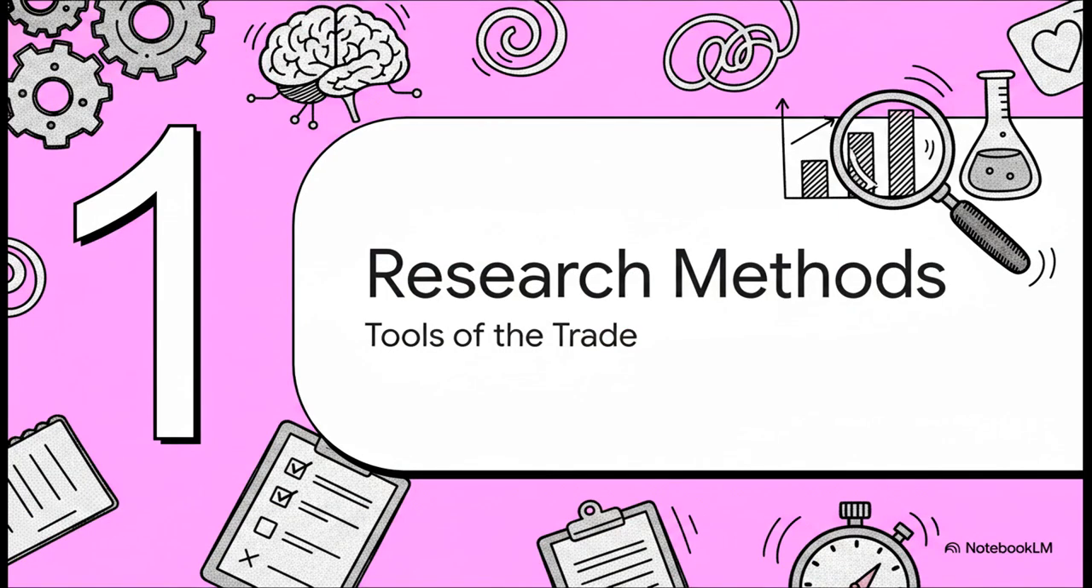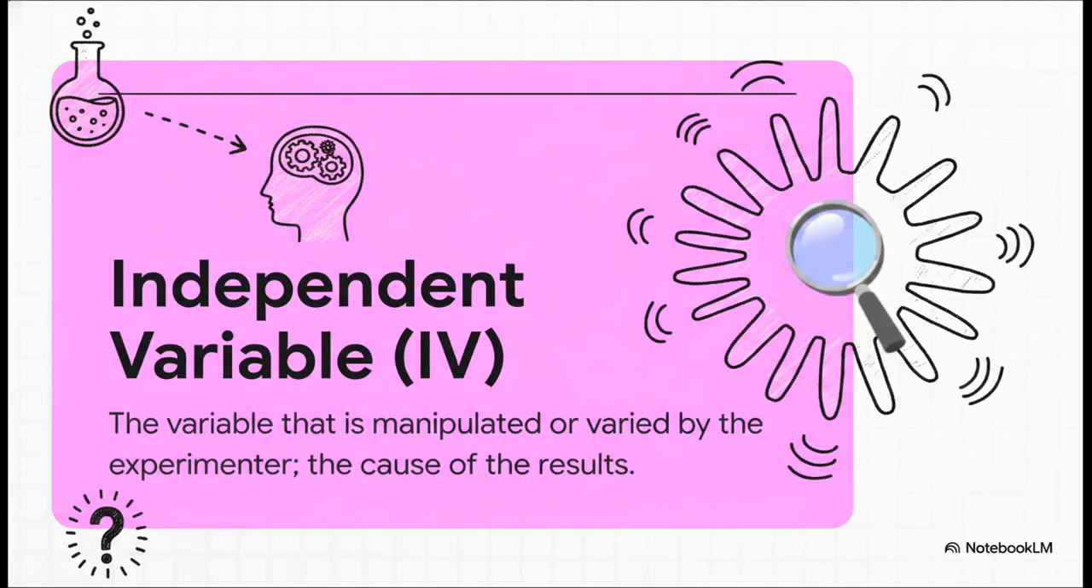All right, let's start with Section 1, psychological research methods, basically the tools of the trade. This is the absolute foundation of how psychologists actually know what they know. I mean, before we can talk about how the brain works, we have to understand the methods used to study it, right?